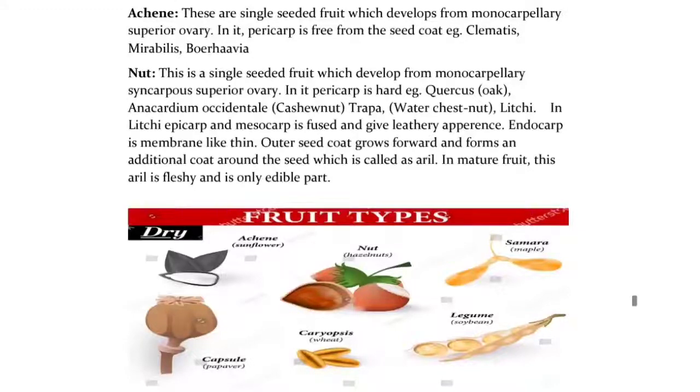Nut. This is a single-seeded fruit which develops from a monocarpellary syncarpous superior ovary. In it, the pericarp is hard, e.g. Quercus (oak), Anacardium occidentale (cashew nut), Trapa (water chestnut), lychee. In lychee, epicarp and mesocarp are fused and give a leathery appearance. Endocarp is thin and membrane-like. The outer seed coat grows forward and forms an additional coat around the seed, which is called aril. In the mature fruit, this aril is fleshy and is the only edible part.